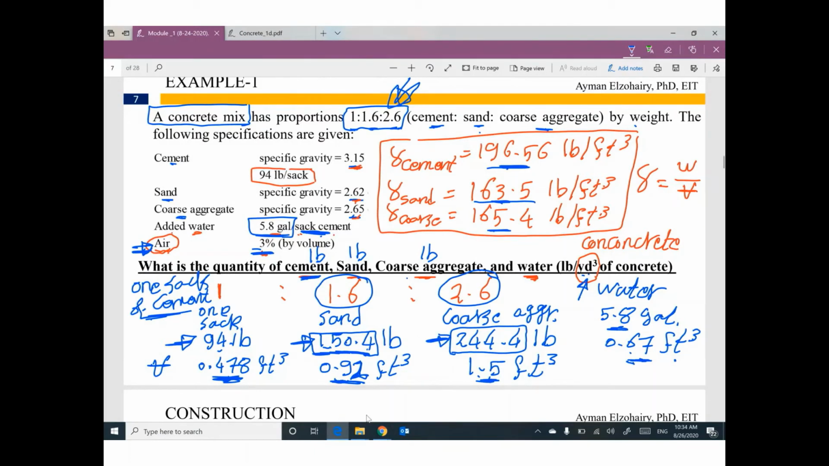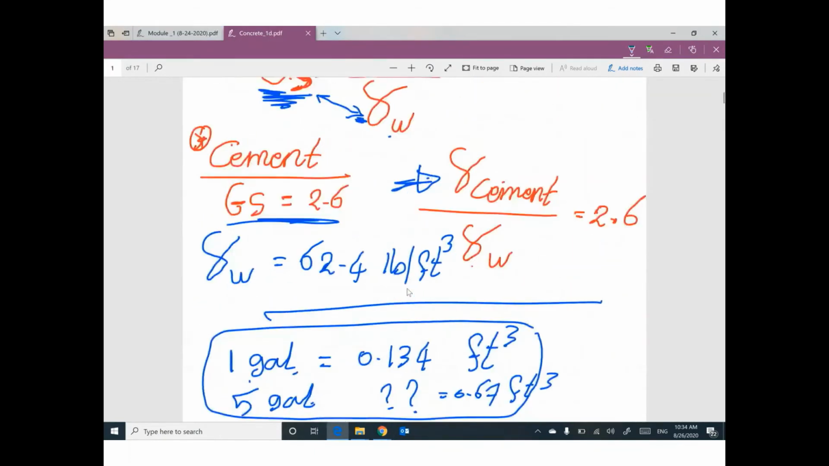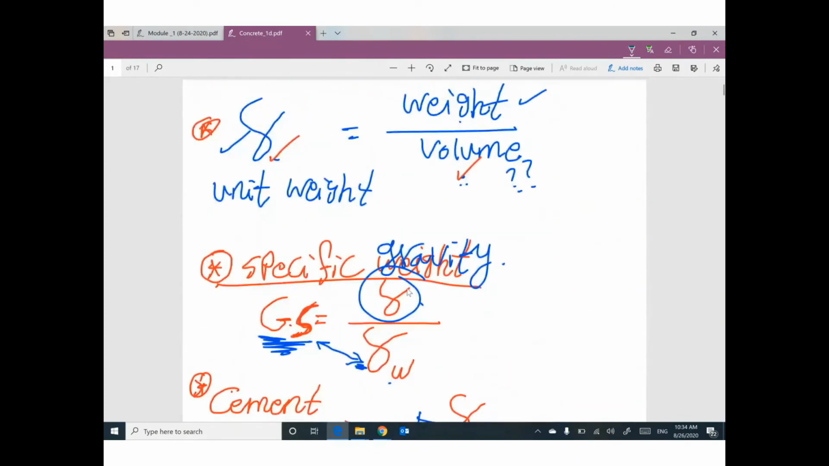So the main idea in these calculations to remember that gamma, which is unit weight, equals weight divided by volume. How can I figure out the value of gamma? Specific gravity will be given, because specific gravity for any material equals gamma for this material divided by gamma of water. And remember, gamma water equals 62.4 pound per cubic feet.